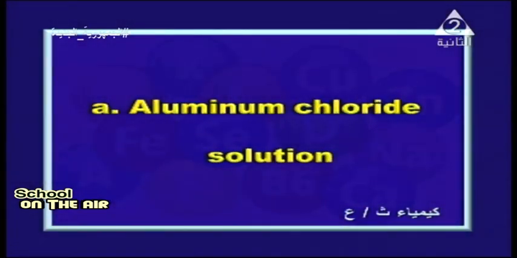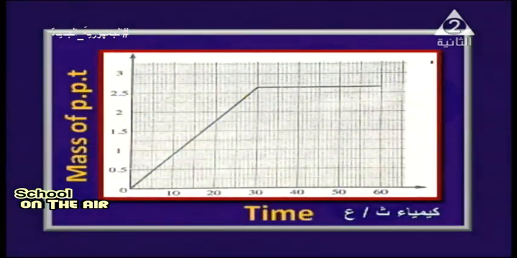Aluminium chloride solution. Here we know that the formed aluminium hydroxide precipitate will be dissolved in the excess of sodium hydroxide, forming soluble sodium meta-aluminate salt. So as the precipitate is formed, it is going to be dissolved again by adding excess sodium hydroxide. So the answer here, if you look at the drawing, the mass of the precipitate will decrease in the figure as shown.